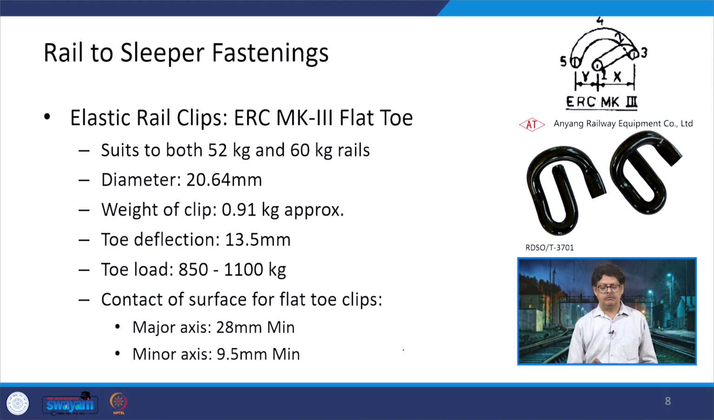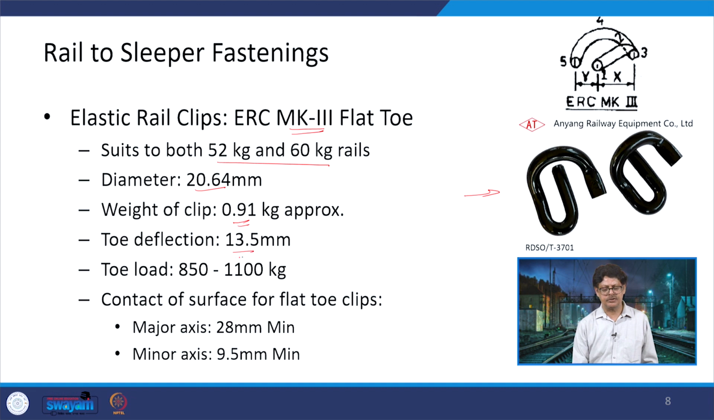The third one which is used is MK3 flat toe. So, you can see here MK3 flat toes being shown in the photographs. Now, these MK3 flat toes, they are universal in nature. That means they can be used on 52 kg and 60 kg per meter rail sections. Diameter is the same, but the weight of the clip is a bit lesser. It is 910 grams instead of 1000 grams in the previous cases.